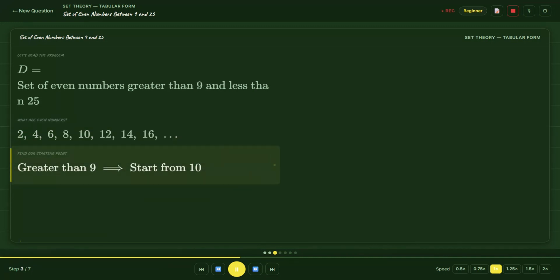The problem says greater than 9. That means 9 is not in our group. The first even number after 9 is 10. So we start from 10.